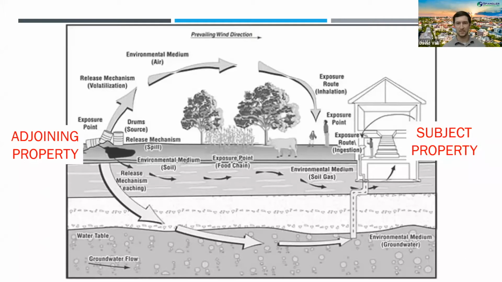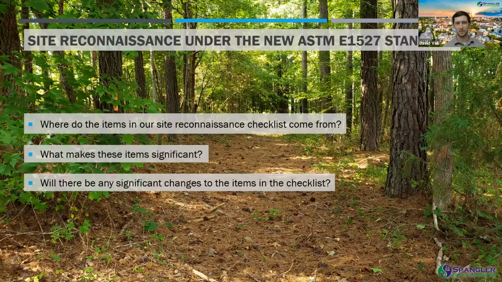As Corey and Cal have mentioned, my name is David Bale. I'm a project environmental scientist here. I'll touch on a few things in the upcoming changes to the site reconnaissance portion of the new ASTM standard. So three questions we'll hit are: where do the items in our site reconnaissance checklist come from? What makes them significant? And will there be any significant changes in the items in the new checklist?